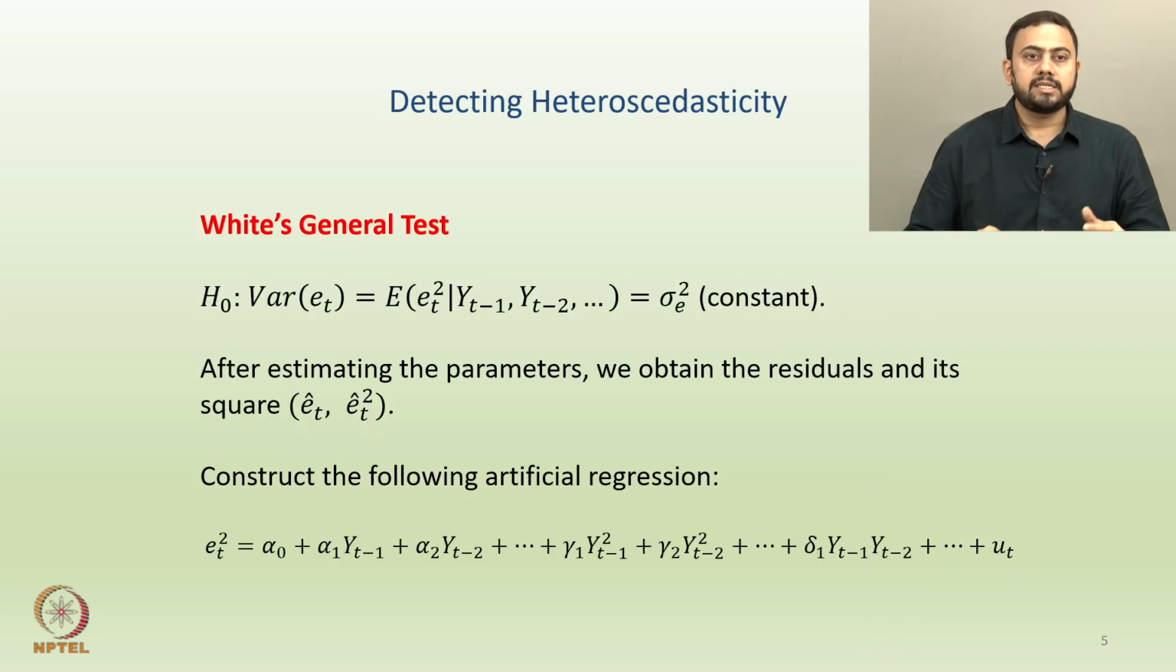Okay. So, I think now we will discuss two important hypothesis testing procedures for detecting changing variance. Alright. Now, the first one is called White's general test.